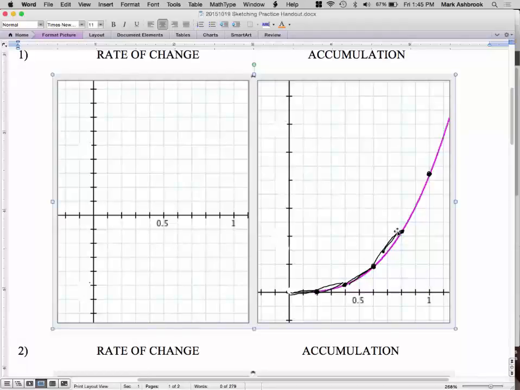These are supposed to be line segments. It's hard with the pen, there's not a lot of friction on this. Okay, so these are line segments. Just imagine with your mind's eye line segments joining points on the curve. So you get a piecewise linear curve that is trying to be the exact accumulation function.